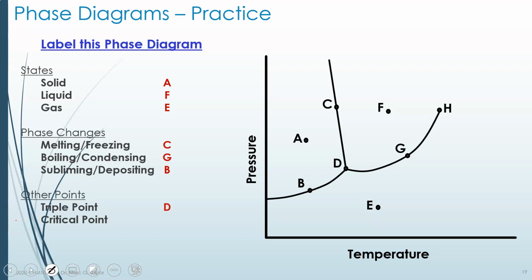The critical point is point H, where you no longer can tell the difference between the area F is in and the area E is in. In other words, you can't tell the difference between liquids and gases.